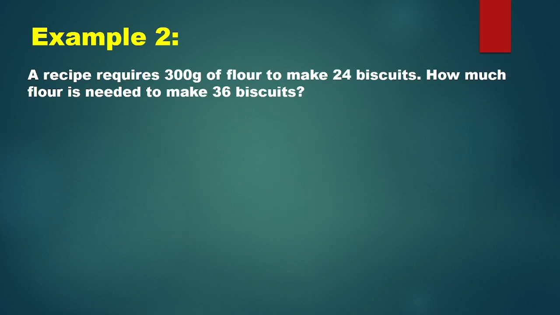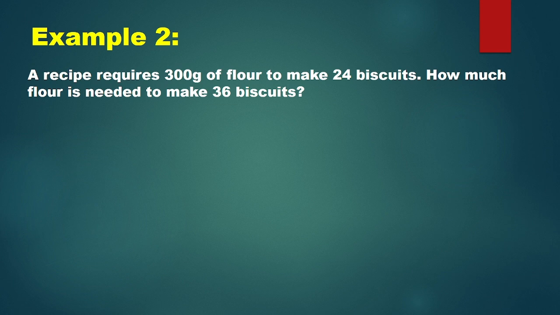Let's take another example. A recipe requires 300 grams of flour to make 24 biscuits. How much flour is needed to make 36 biscuits? Now, the number of biscuits has increased from 24 to 36. Of course, I'll need more flour to make 36 biscuits. So this tells me that this question is in direct proportion.